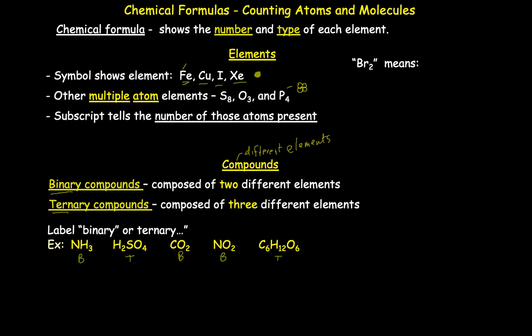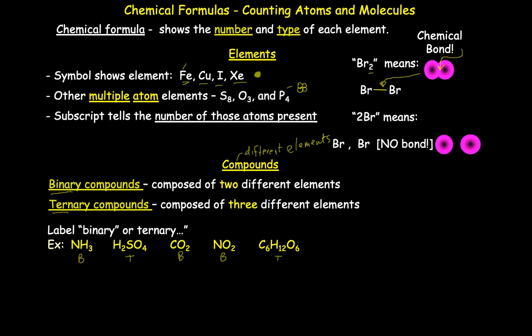Just to take a look at what a subscript versus a number in front looks like. When you see a subscript, keep in mind that you're going to have a bond between these 2 atoms. So it means that there's 2 bromines, with a chemical bond between the 2 atoms, which would be written as a little bar that tells you that they're bonded together. Whereas if you have 2Br, you still have the same 2 Br, but you're not going to have a bond. You'll see that there's no bond in between the 2 of them.